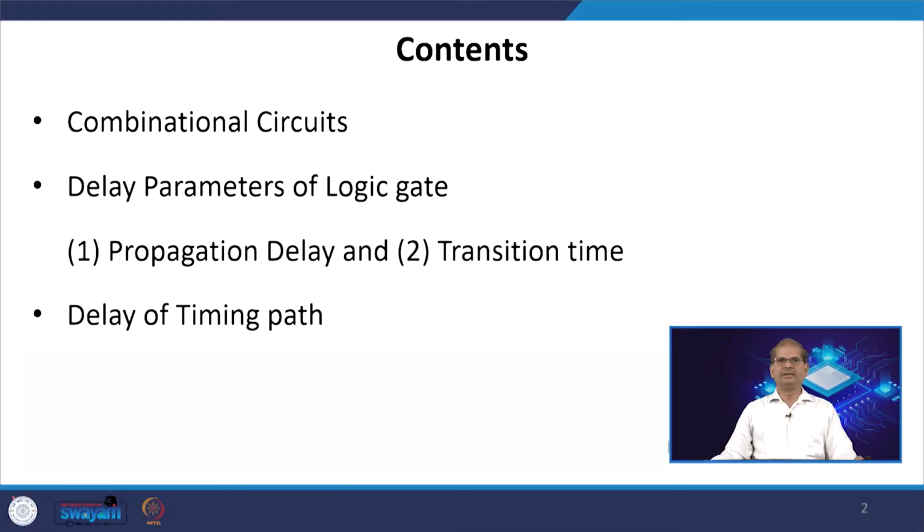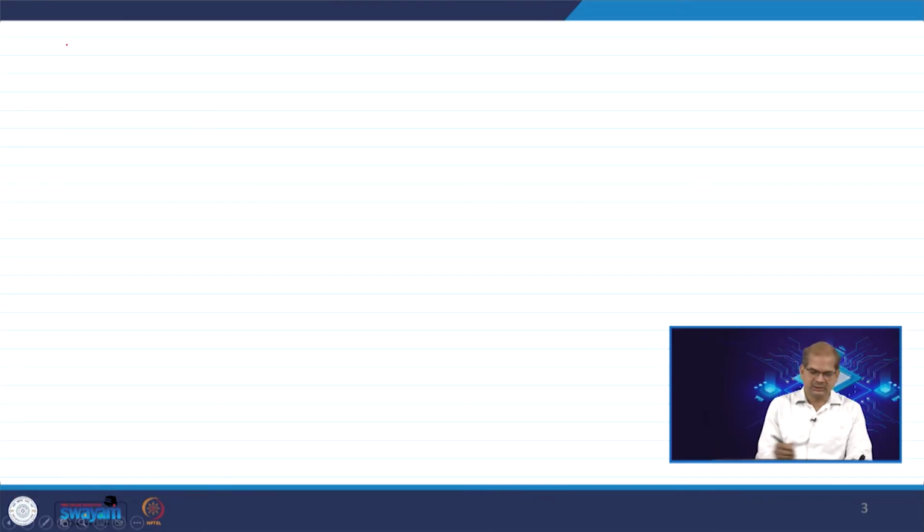The content of this lecture includes the combinational circuits. We will first discuss the combinational circuits, then the delay parameters of a logic gate, which is the basic building block of combinational circuits. The delay parameters include the propagation delay and transition time, and then we will discuss the delay of a timing path. Let us say we have the delay of the individual gates, how can you find the delay of the timing path. First of all, we will discuss what is a combinational circuit.